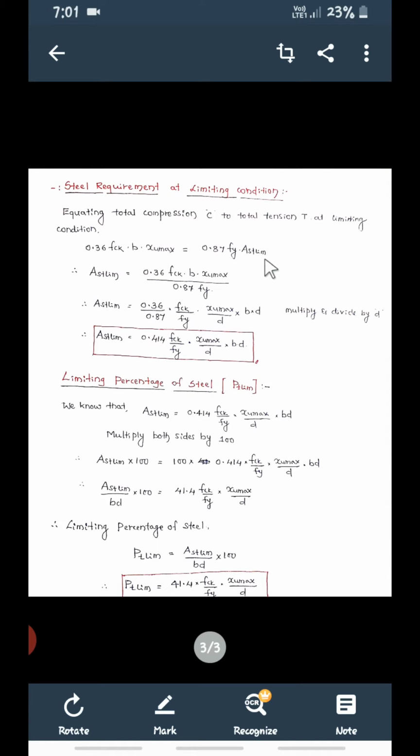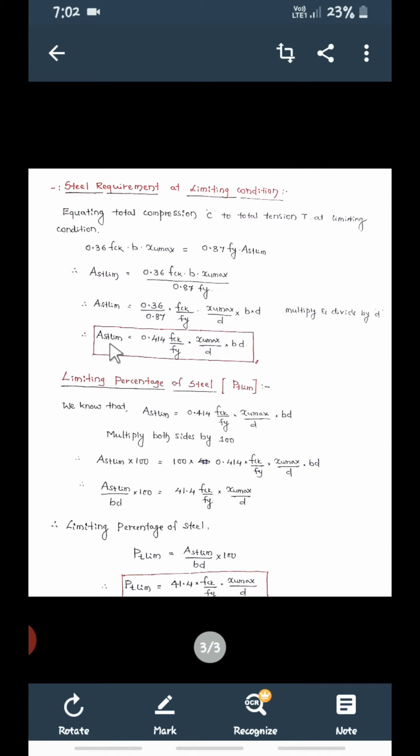So multiply D here and divide by D here. Okay, what are we going to get? 0.36 divided by 0.87 into FCK upon Fy, then XU max upon D. We are dividing by D, that is XU max upon D, and we are also multiplying by D, that is B into D. So here we multiply and divide by D. So this is the equation we are going to get.